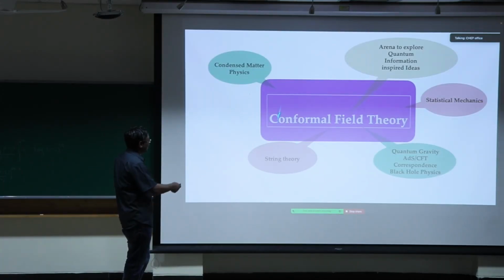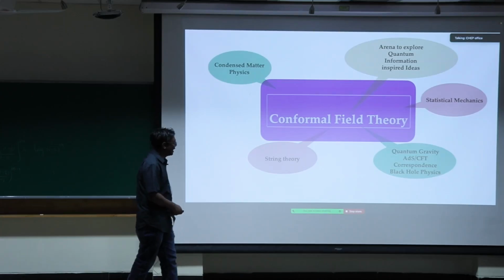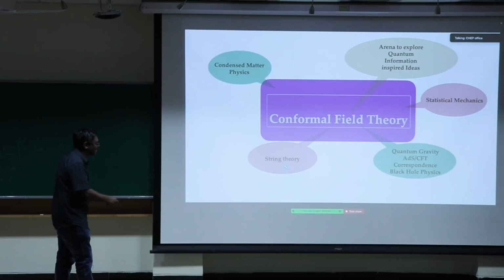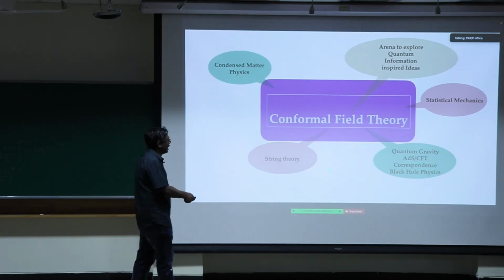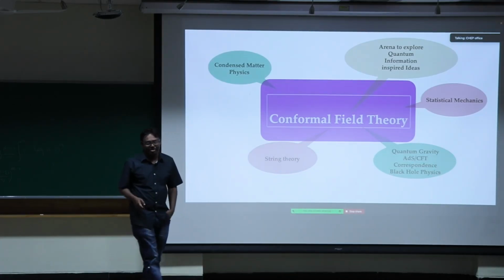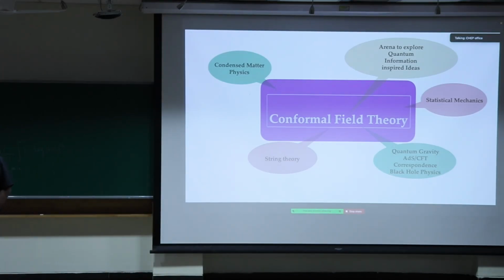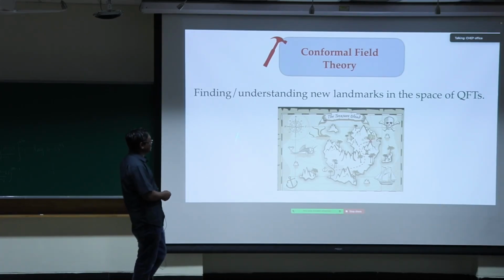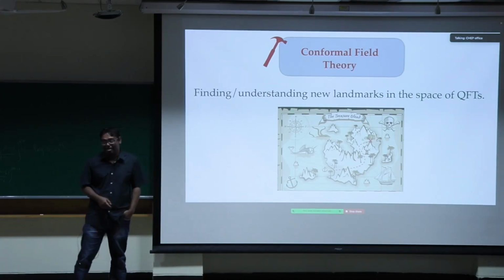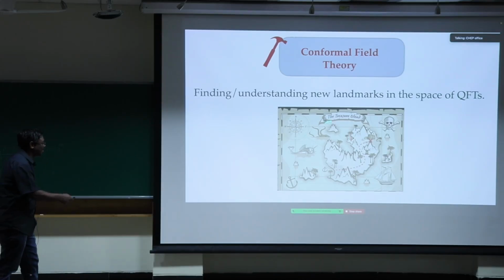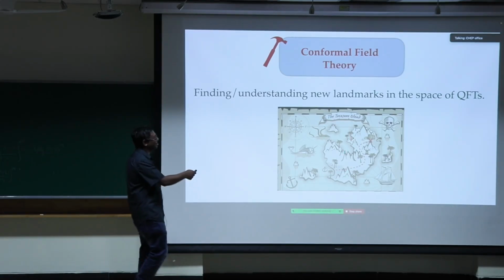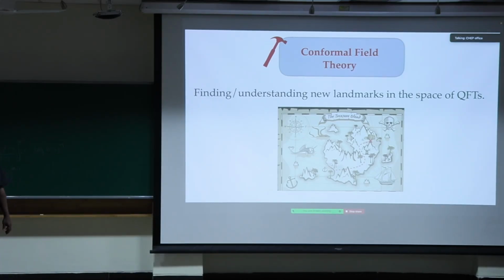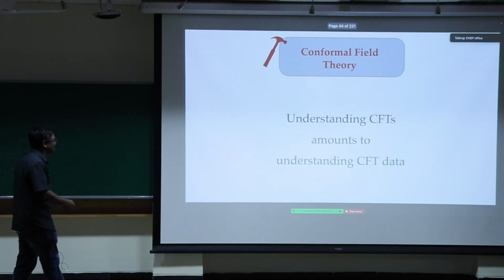And so here is a diagram where we have conformal field theory, and it appears everywhere: statistical mechanics, condensed matter physics, string theory, quantum gravity, and it is also an arena to explore various quantum information inspired ideas. So conformal field theories are great, and so we should understand and find these new landmarks or new lampposts in the space of QFTs. So we should play this treasure hunt game to find new CFTs, or know the observables in the known CFTs much better, or find the universal features in these CFTs.